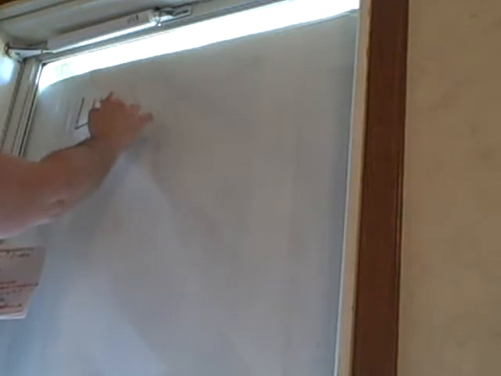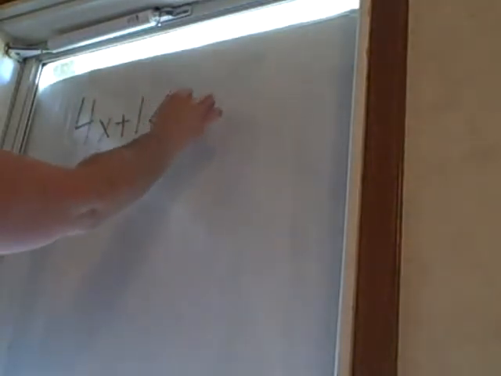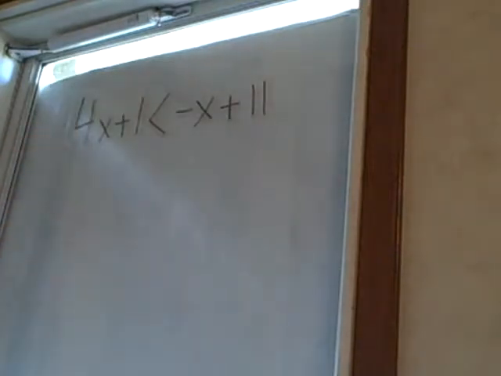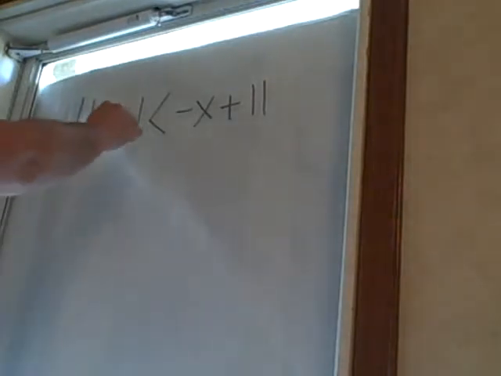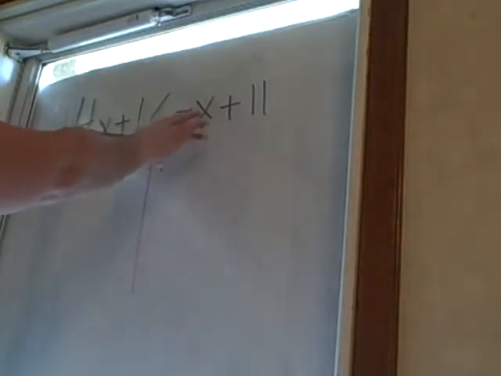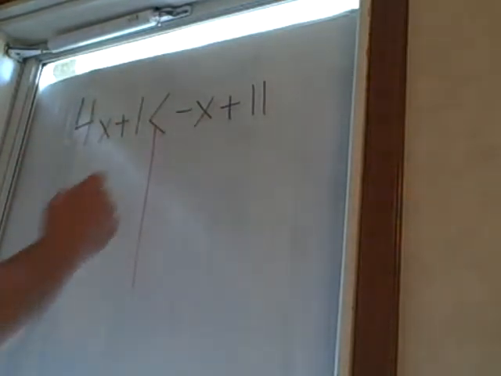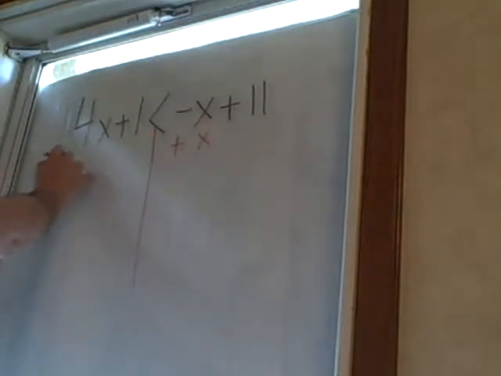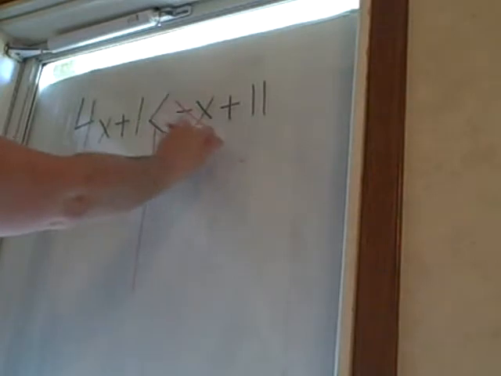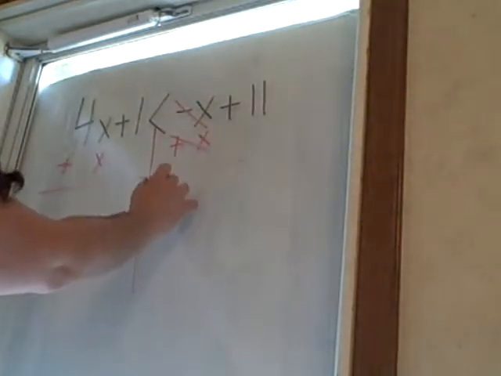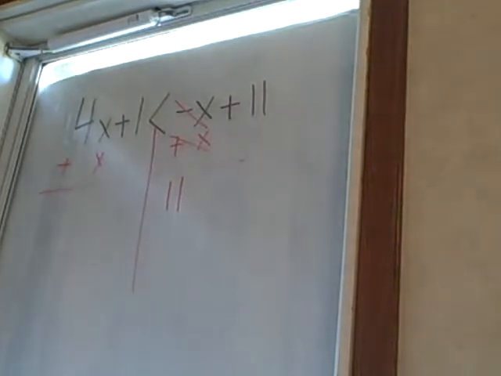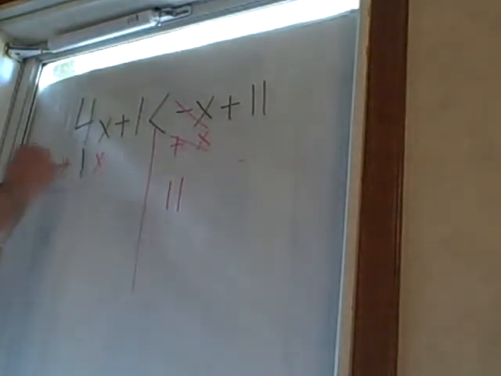4x plus 1 is less than negative x plus 11. If this were an equation, I would split it at the equal sign. Since it's an inequality, I split it at the inequality symbol. And the first step would be to move the x so that it's on the same side as the other x. I would do that by adding x to both sides. Negative x and positive x cancel, leaving just the 11. On this side I have 4x plus 1x, which is 5x plus 1, is less than 11.